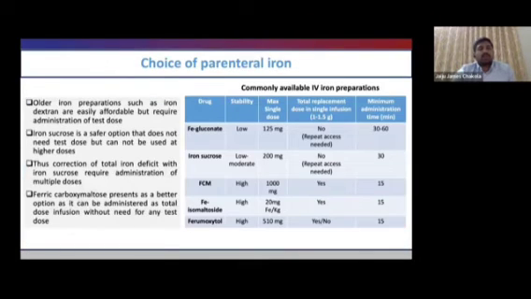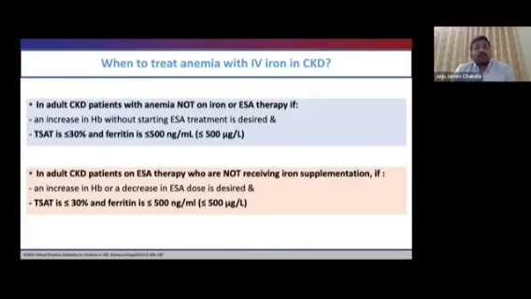So coming to the choice of parenteral iron, when to treat anemia with IV iron in CKD. This is the indication for treatment of anemia with IV iron in CKD. In adult CKD patients with anemia, not on iron or ESA therapy, if an increase in hemoglobin without starting ESA treatment is desired, and TSAT is less than 30% and ferritin is less than 500 nanogram per ml.